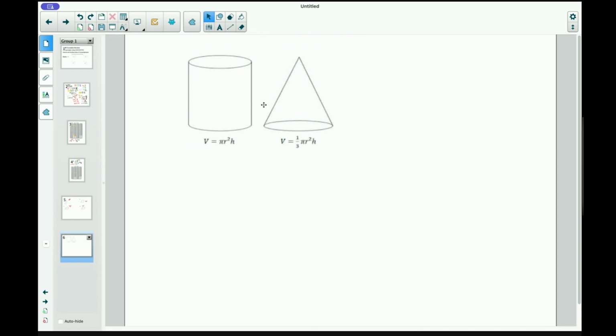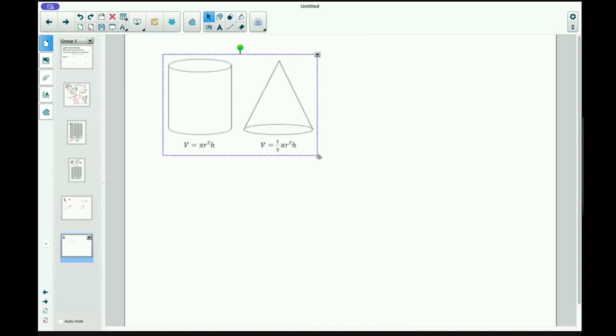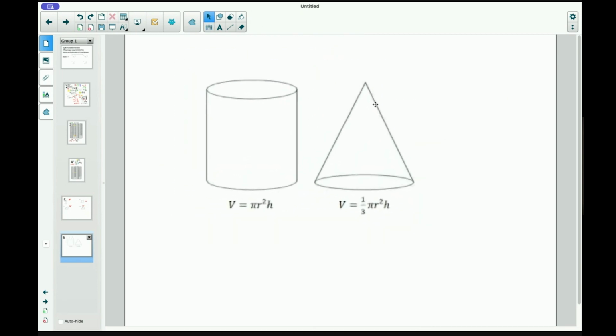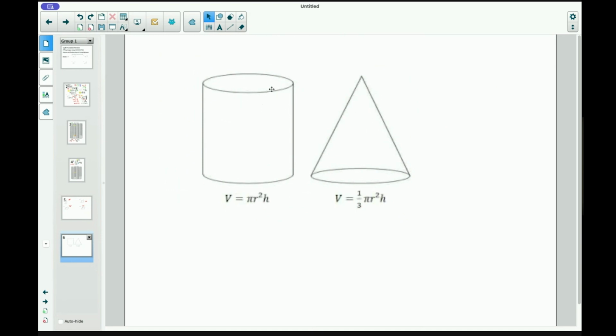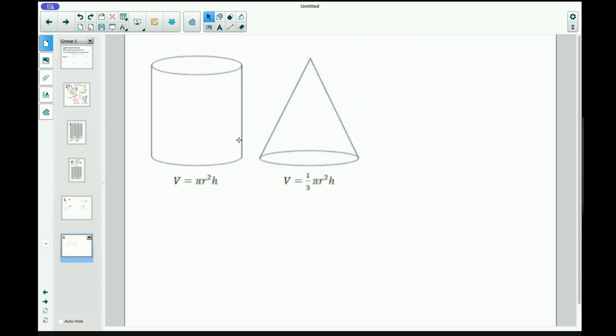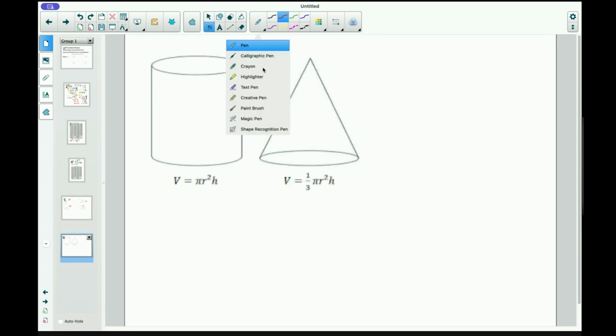So we have some sort of cone, we have some sort of cylinder here. Hopefully you guys can tell this shape on the right is a cone, think of an ice cream cone. And the shape on the left is a cylinder, think of a soup can. If we were to look at the formula, what do we notice is the only difference between these two? Anyone see the difference? The only difference is just this one third here.